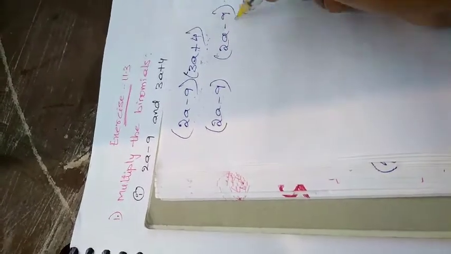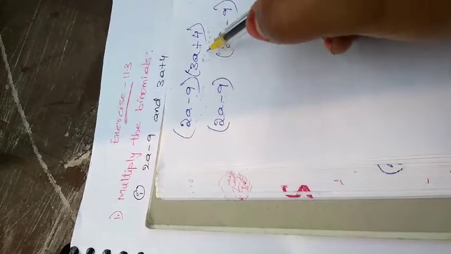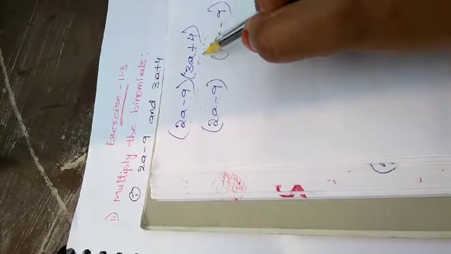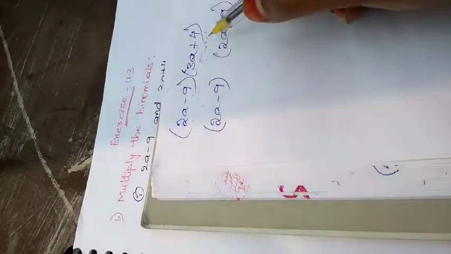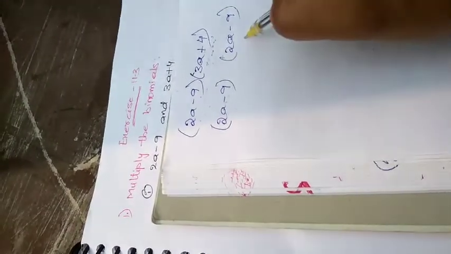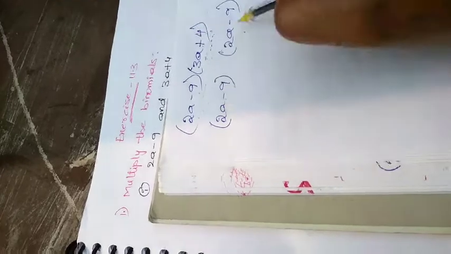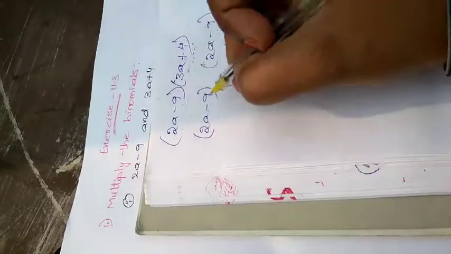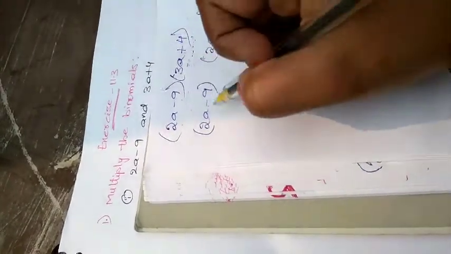Whatever you are taking, that one you should write as many times as the number of terms the other expression has. Here we have 2 terms, so I am writing this one 2 times. If you have 3 terms, you write this one 3 times. So 2a minus 9, 2a minus 9. I repeated this 2 times.